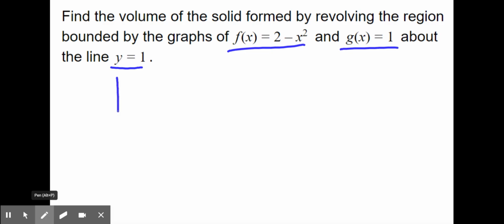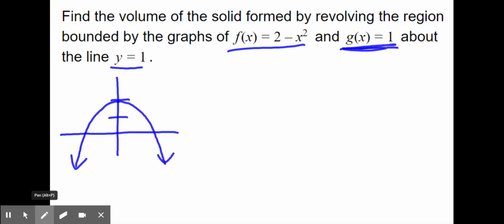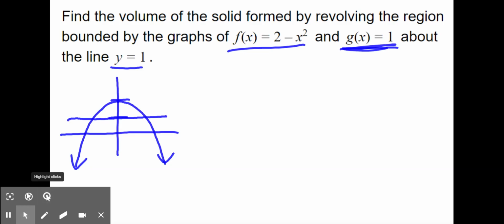All right, hopefully you paused and tried that. I'm going to go ahead and sketch it now. So 2 minus x squared is a downward facing parabola shifted up 2 units, looking something like that. And g of x equals 1 is just a horizontal line at y equals 1, like so. So the region that I'm looking at now is this region right in there. And what I want to do is revolve that about the line y equals 1.